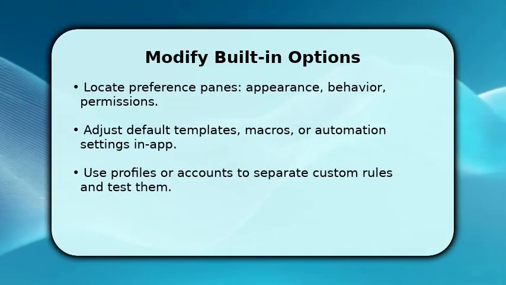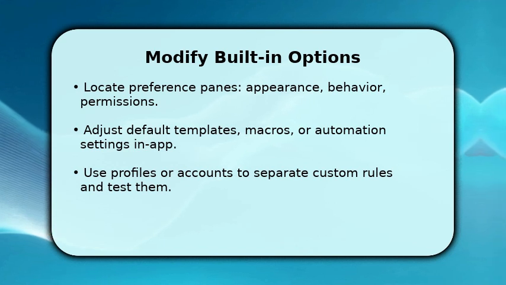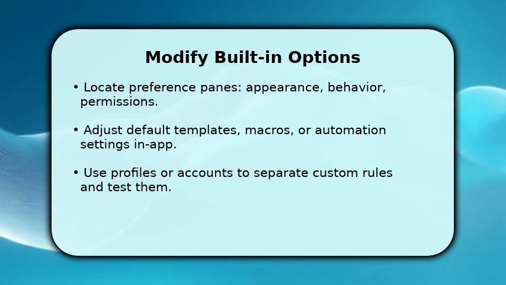Next, dive into the app's preference panes and locate appearance, behavior, and permission controls. These are where core changes happen. You'll adjust defaults, edit templates or macros provided by the app, and configure built-in automation sequences. Do this step by step to observe incremental effects.